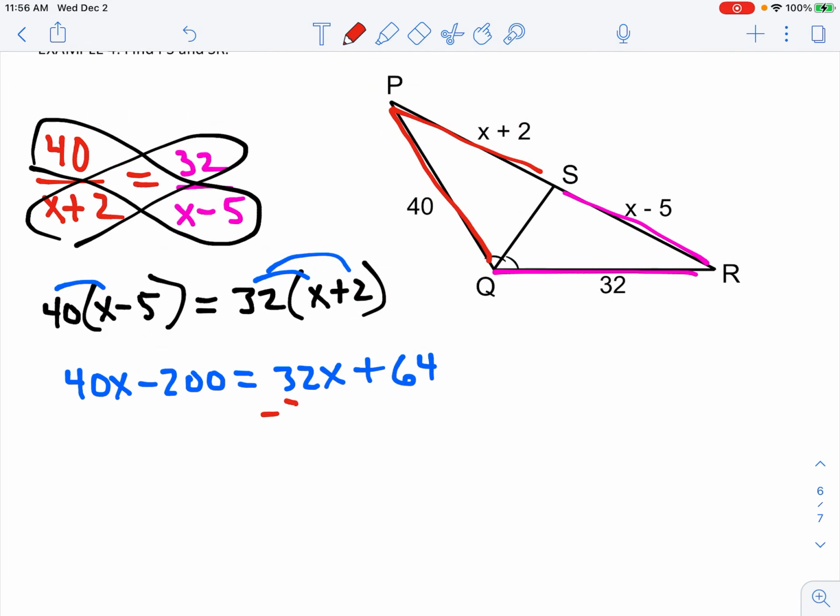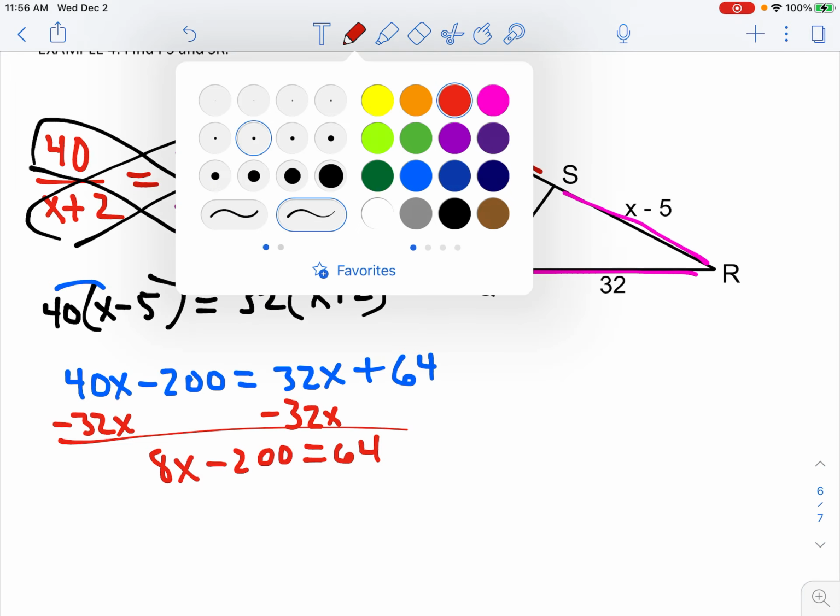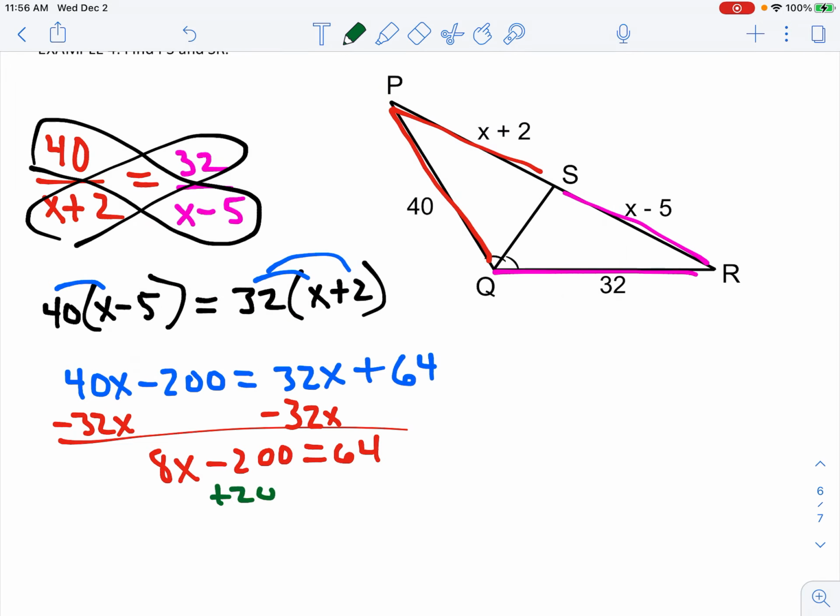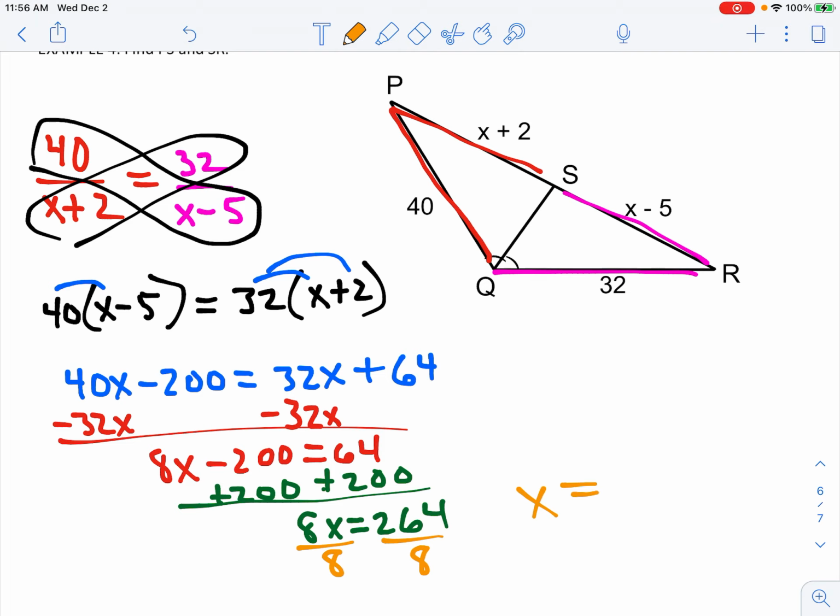Now let's go ahead and solve. Subtract 32x from both sides. I'm left with 8x minus 200 equals 64. Add 200 to both sides. I'm left with 8x equals 264. Last step then, divide both sides by 8, and I get x to equal 33.